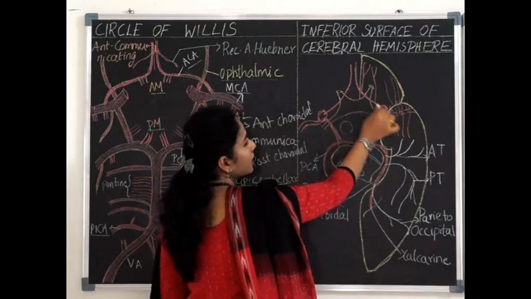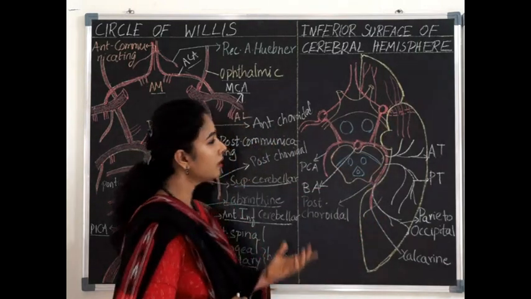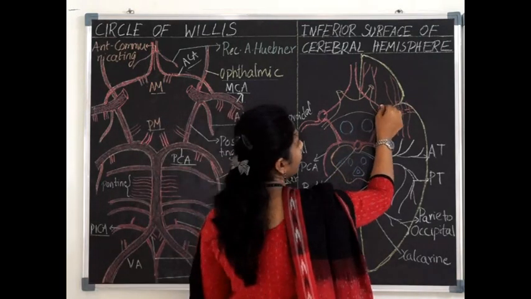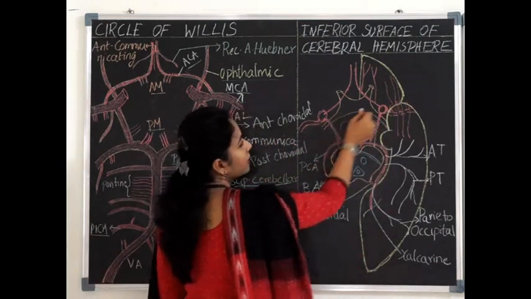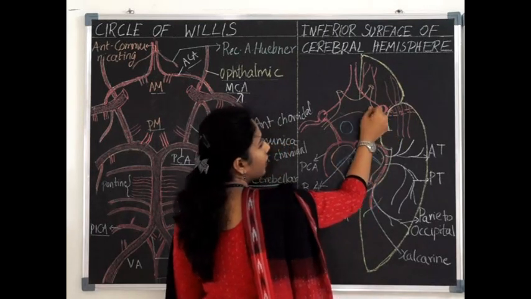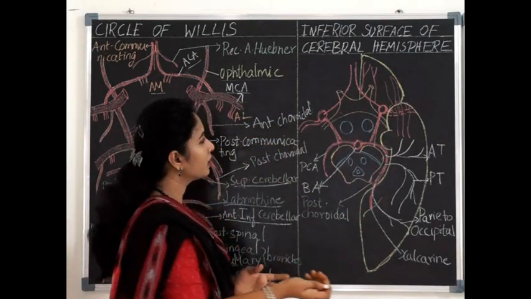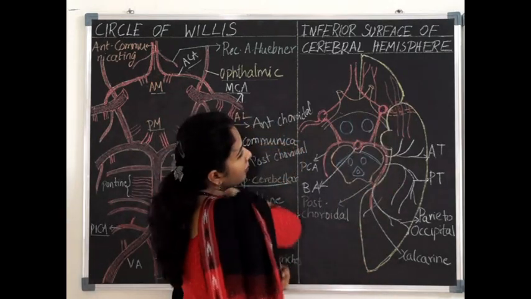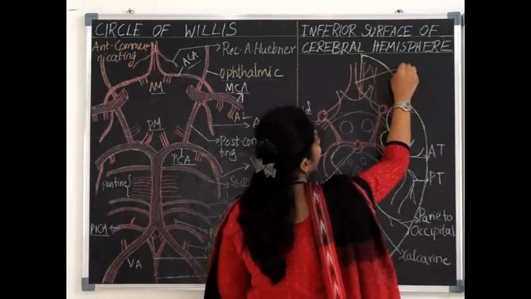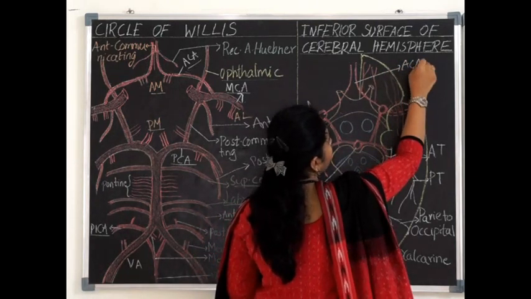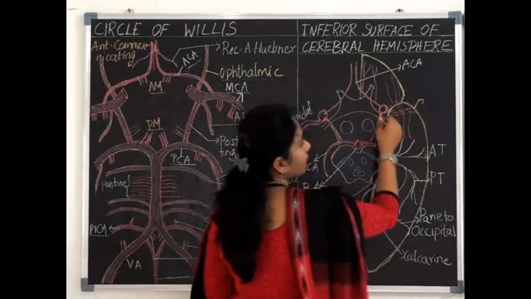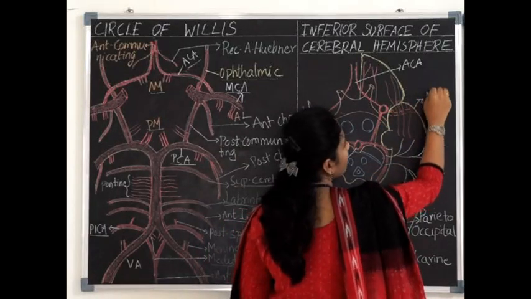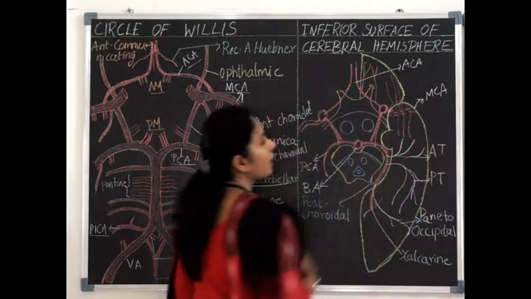Here we can see the circle of Willis present around the interpeduncular fossa, and the internal carotid artery is present on either side of the optic nerve just before formation of optic chiasma, just lateral to the optic chiasma. The internal carotid artery terminally divides to form the anterior cerebral artery, and the one which is dotted line, hiding below in the stem of the lateral sulcus, is the middle cerebral artery.